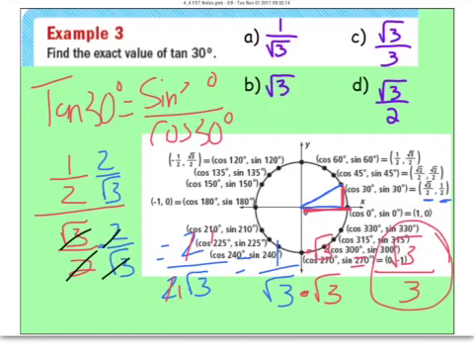Now, if you use your calculator, by the way, and put that in there, it's going to give you a decimal answer, and that is not sufficient. You are required to show this amount of work when you have to find the exact values of a tangent.